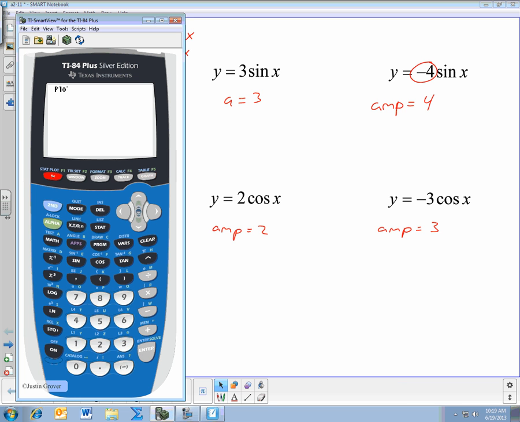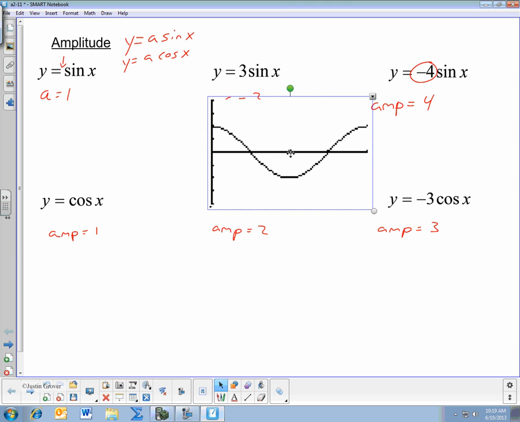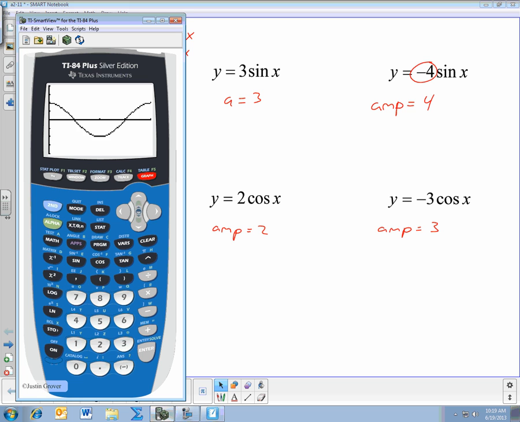Let me just type a couple of these in for illustration. 2 cosine x. We'll see that it looks a little bit different than sine. It's still a wave, but instead of starting at the origin, it actually starts at the amplitude. It starts at its highest peak, which would be 2 in this case. And the last one, -3 cosine x, is going to be upside down because of the negative coefficient. It's going to start down, but it still has a positive height of 3. It still goes as far up as +3.